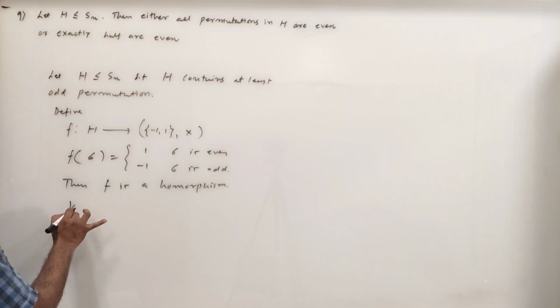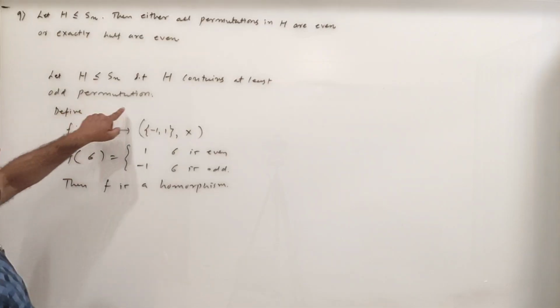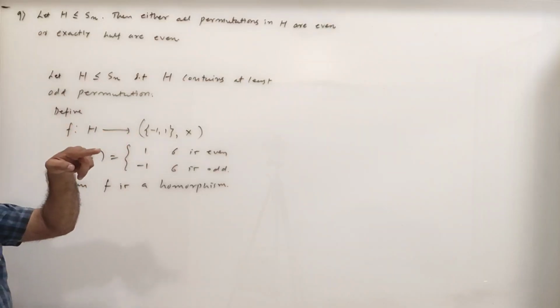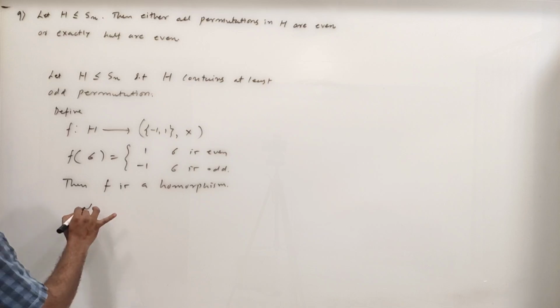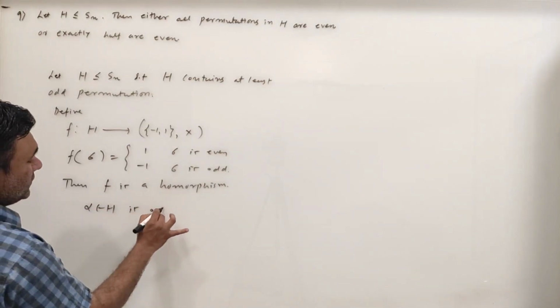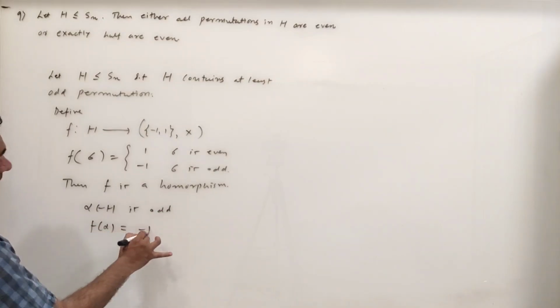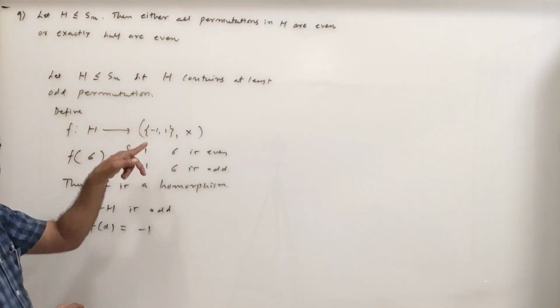Now what is the kernel? Let us see what the kernel is. Before going to the kernel, here H contains at least one odd permutation. So consider that odd permutation, let us say alpha is that odd permutation. Alpha belongs to H and alpha is odd. Then what will be f of alpha? F of alpha will be -1, and H is a subgroup of Sn, so definitely the identity is there.